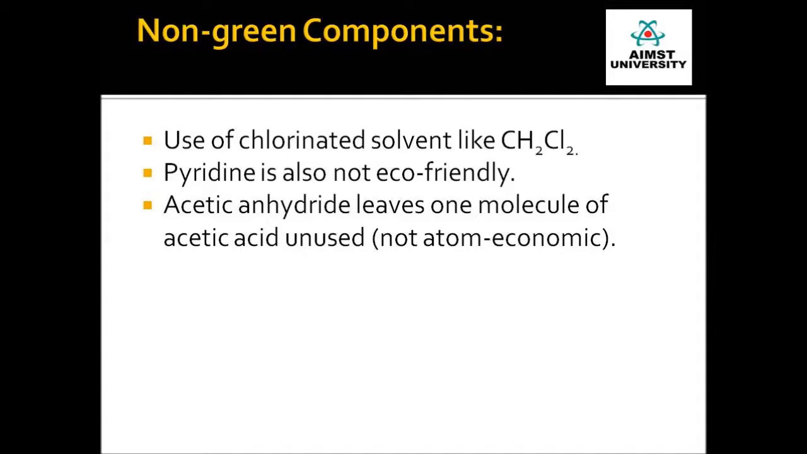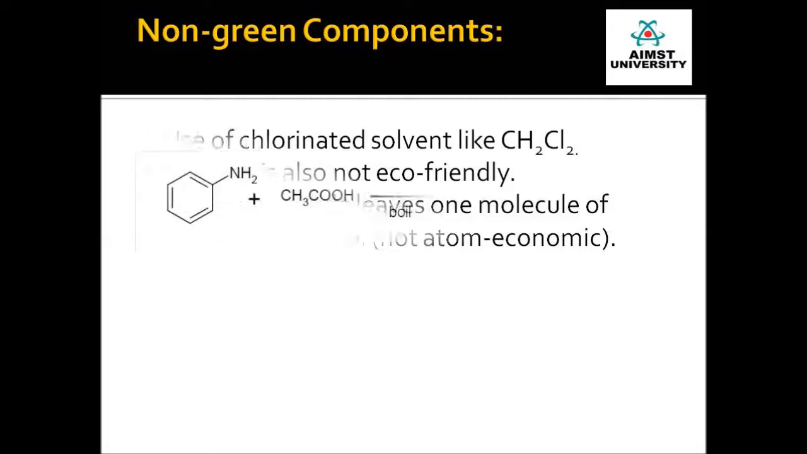So now let us see the non-green components of the conventional procedure. We have utilized CH2Cl2, that is dichloromethane, which is toxic. Pyridine, which we have used, is also not eco-friendly. Acetic anhydride leaves one molecule of acetic acid unused, so it is not atom economic. So these are all the non-green components of the conventional technique.